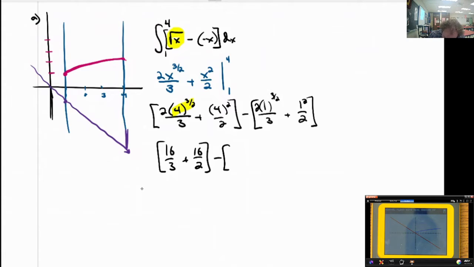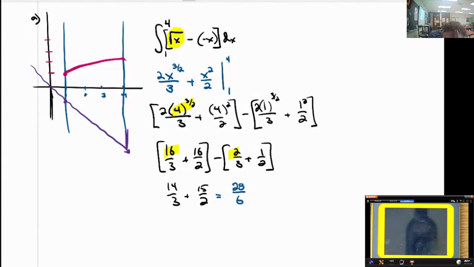Over here we got 2/3 plus 1/2. And so it might be a good idea to just combine together the parts you can combine. 16 minus 2 is going to give us 14/3. And then we have 16 minus 1, 15/2. I suppose we probably got to convert these two, don't we? 14 over 3 can be written as 28 over 6 by doubling everything.